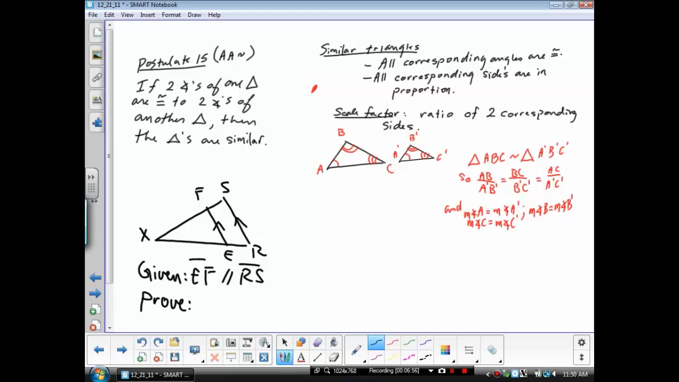I want to prove two things. I want to prove that the triangles are similar, and then the second thing I want to prove is the result of the definition of similar triangles. Because if triangles are similar, then their corresponding sides are proportional.